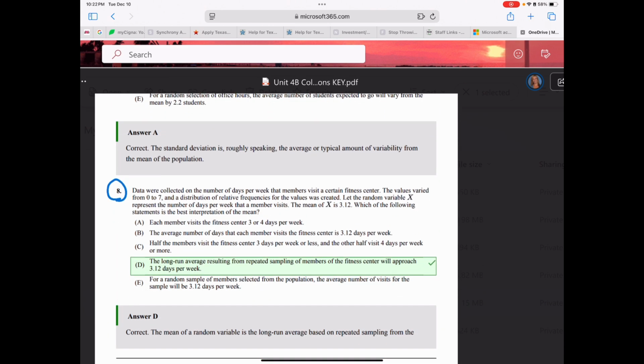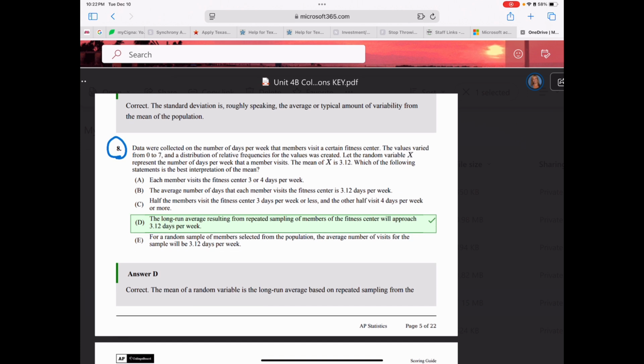All right, let me scroll down to this one. I marked this one. This one is asking for the best interpretation of the mean. I've seen a bunch of interpretations of mean and interpretation of standard deviation, and all of them always have a long run average. So when you look at this, it says each member visits 3 or 4 days per week. It says the mean is 3. We don't know that, and that's not quite true. Some could be 0, some could be 10. So this is ambiguous. Next: the average number of days that each member visits is 3.1.